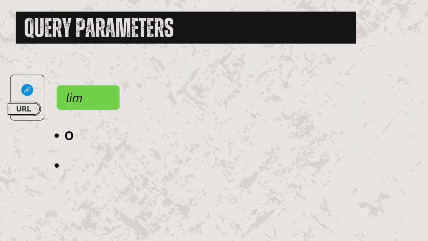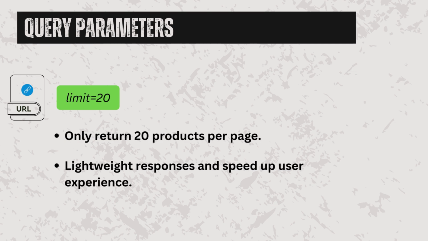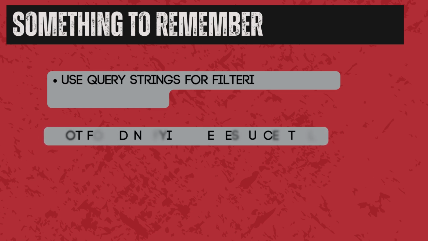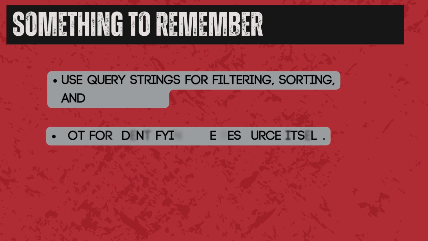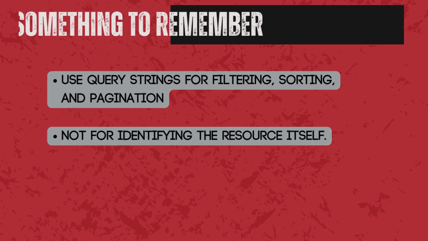limit=20 means only return 20 products per page. This keeps the response lightweight and speeds up user experience. With the specifics addressed, remember this core principle. Use query strings for filtering, sorting, and pagination, not for identifying the resource itself.